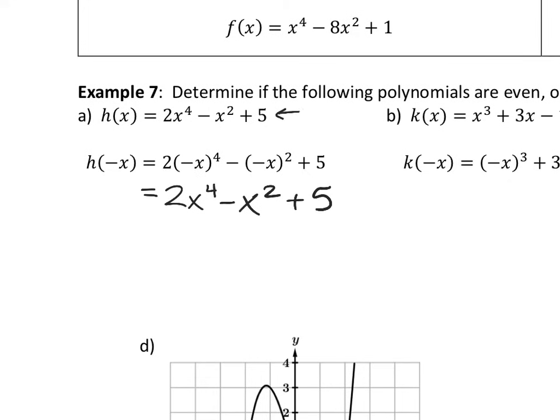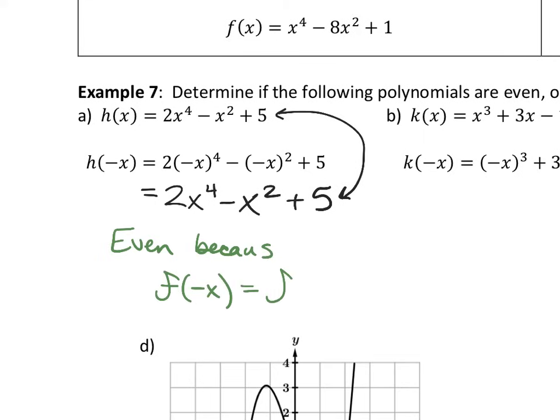Then we compare. What you evaluated after plugging in a negative x, is it the same or opposite from where we started? If it's the same, what is that called? Even. This is an even function because h of negative x is exactly equal to h of x. We got the exact same thing when we plugged in a negative x and evaluated and simplified.